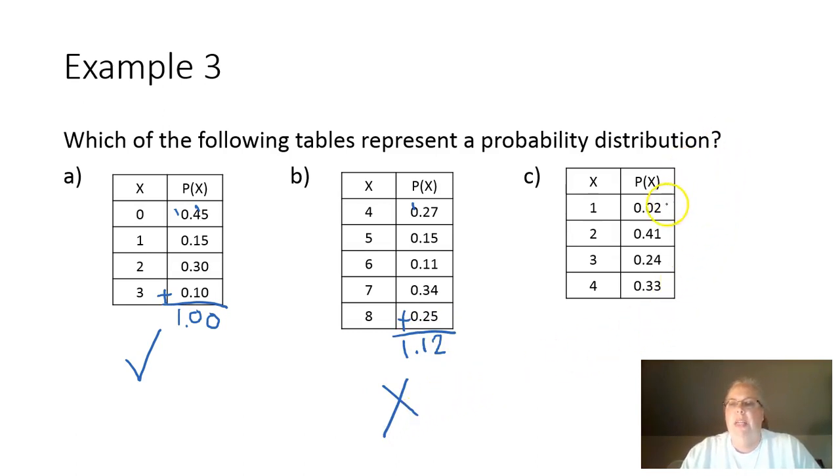And then over here for C, alright, this probability is between 0 and 1. This one's good. This one's good. This one's good. Let's add those probabilities together. 2 plus 1 is 3. 3 plus 3 is 6. And then 4 more gives us 10. Alright, 1 plus 0 is 1. Plus 4 is 5. Plus 2 is 7. Plus 3 is 10. Carry the 1. 1 plus 0 plus 0 is 1. This one is a probability distribution.